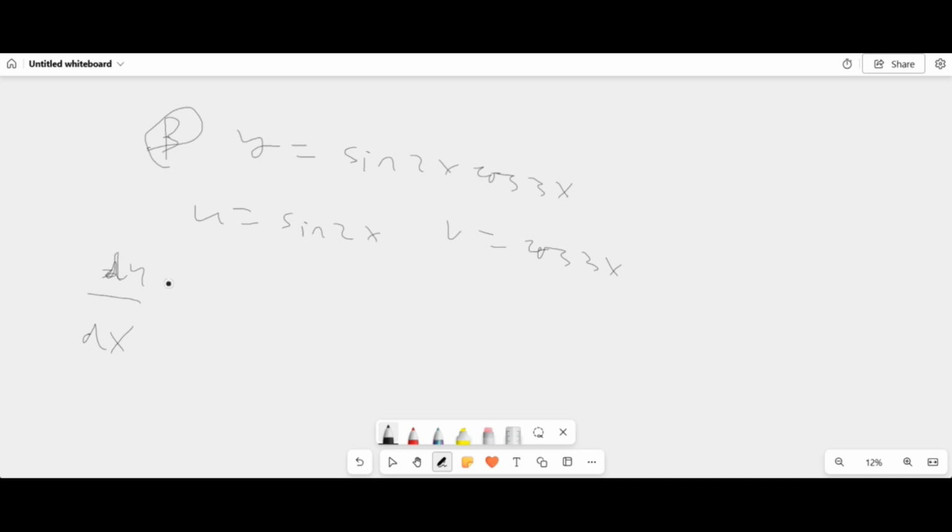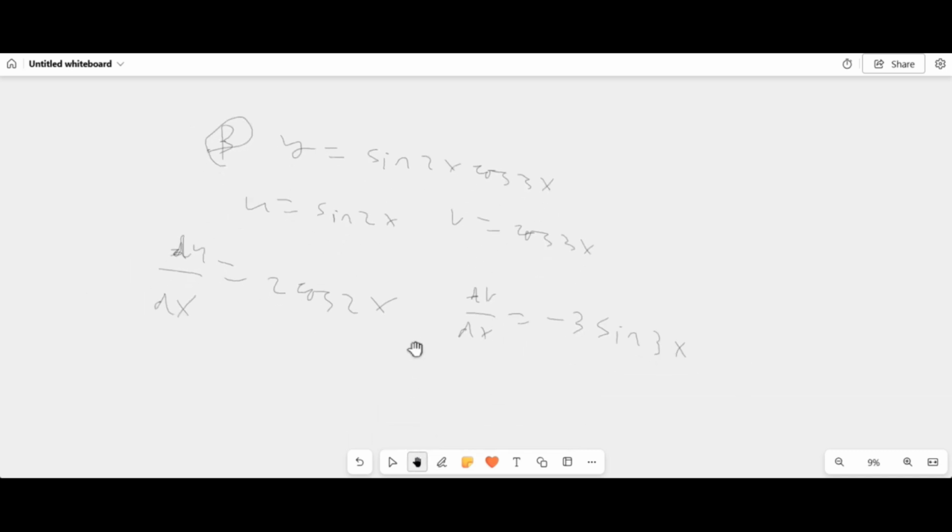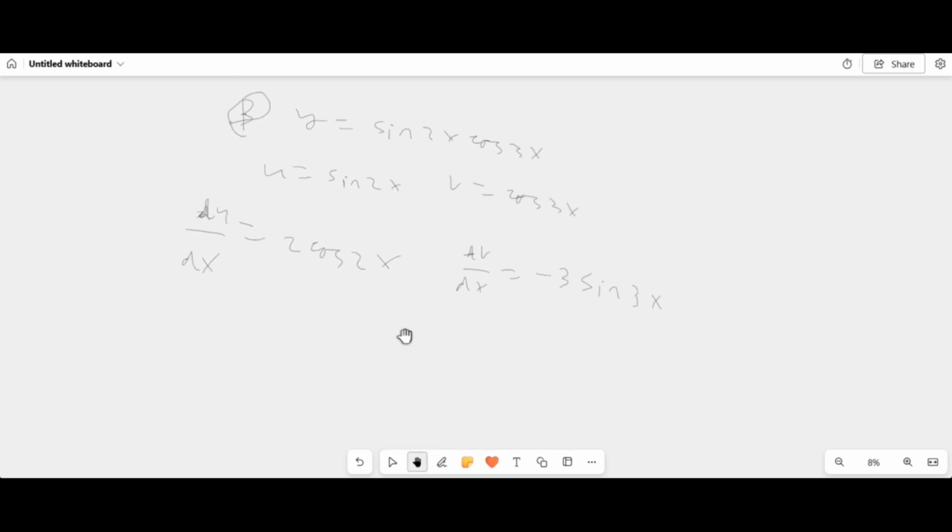So du/dx here, that's going to be sin differentiated is cos. So bring the 2 outside, that's 2 cos 2x here. And then the v differentiated is dv. So dv/dx is going to be cos differentiated is minus sin, and bring the 3 outside, so that's -3 sin 3x here. Alright, no problem here. No problemo here, as they say in Spanish. So what you want to do is you want to times u by dv, yeah, and you want to times v by du. So u times dv is going to be what, fam?